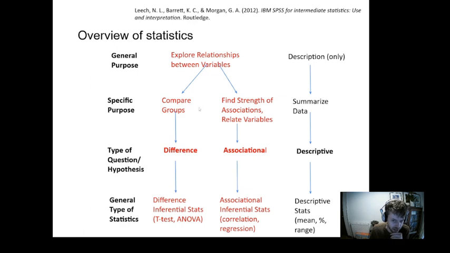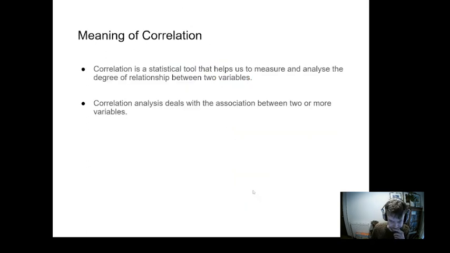You've also been looking at comparing groups and the difference between groups with your t-tests and your ANOVA and so on. Today we're going to be going down this little line, which is looking for the strengths of associations, trying to relate variables to each other, look at the associations between variables. And this is a form of inferential statistics, and as I say, we're looking at correlation and regression.